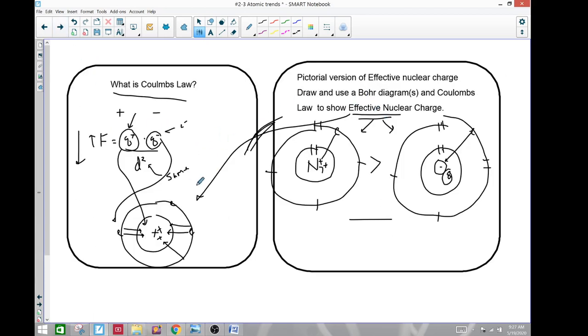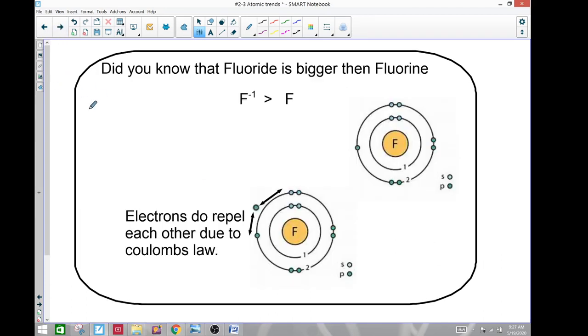All right, so on this one, we've talked about effective nuclear charge. We drew some Bohr diagrams out. What's Coulomb's law? Great. All right, so did you know that fluoride is bigger than fluorine? This one is bigger than that one. Not a ton, just a little bit bigger. So the question might be why? This is fluorine, this is fluoride.